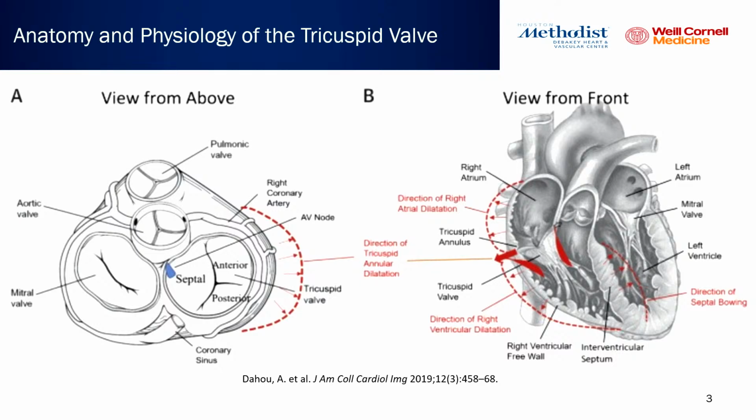This valve is highly dynamic, and it can change area by 30% throughout the cardiac cycle, which has a very important role in how the valve remodels in response to loading conditions, for example, in functional tricuspid regurgitation. These red dotted lines show the direction of the dilation of the structures surrounding the valve in the setting of secondary TR, which is the big chunk of all the TR cases that we see.